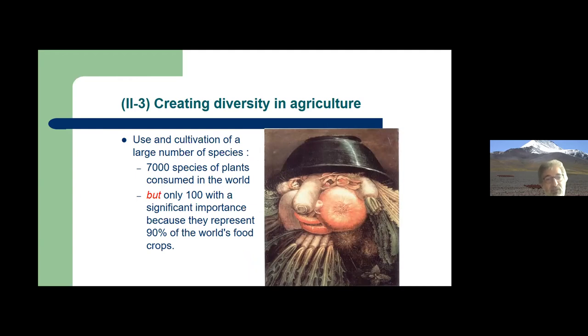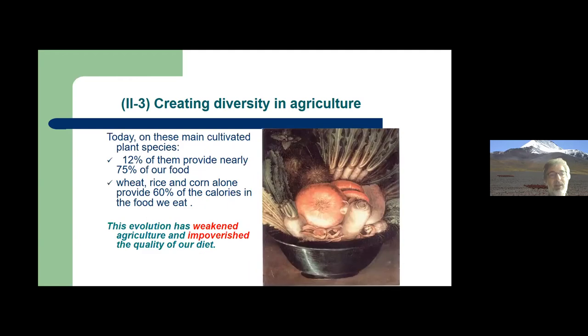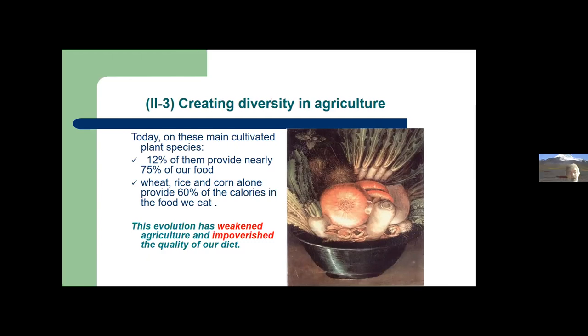Today, we know more than 700 species of plants consumed in the world, but only 100 have significant importance, because they represent more than 90% of the world's food crops. Of these main cultivated species, only 12% provide nearly 75% of our food, and wheat, rice, and corn alone provide 60% of the calories in the food we eat. So this evolution has weakened agriculture and impoverished the quality of our diet.